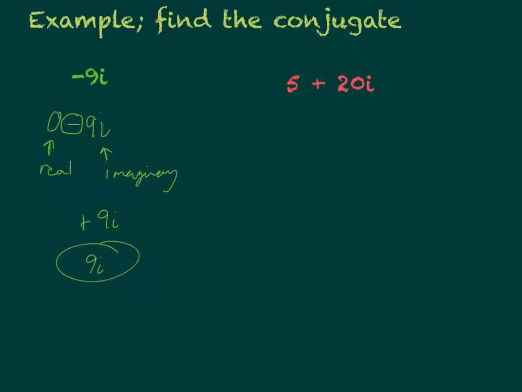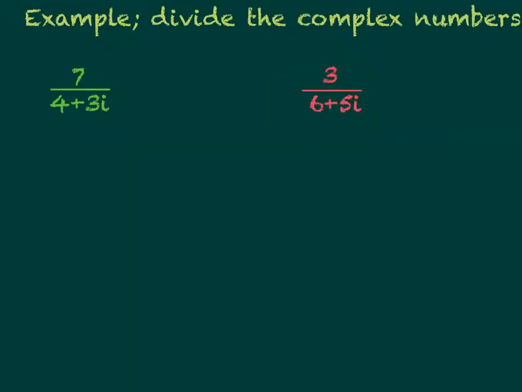And the next one, we have 5 plus 20i, so then there's your real part and your imaginary part. So we need to switch the sign of the imaginary part, so that would make it 5 minus 20i, and that's it. In these next two examples, we're going to divide by complex numbers.